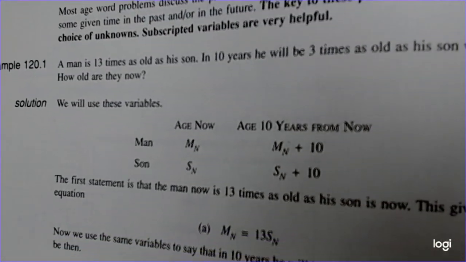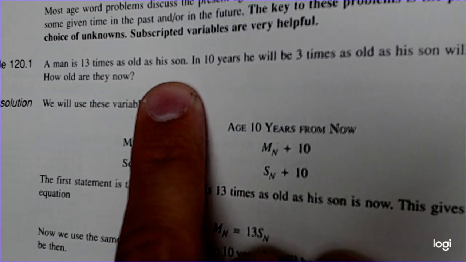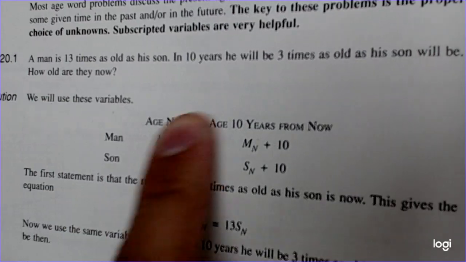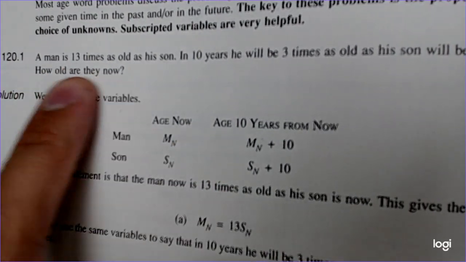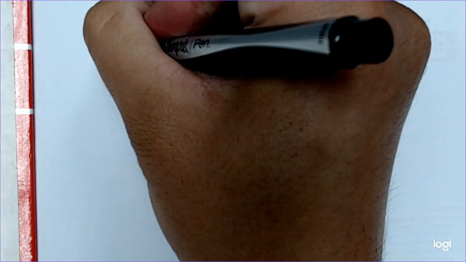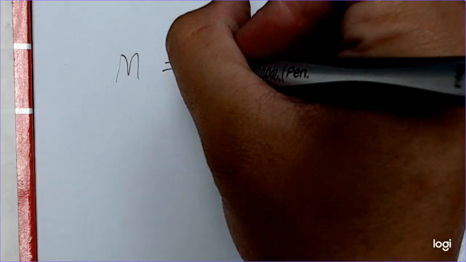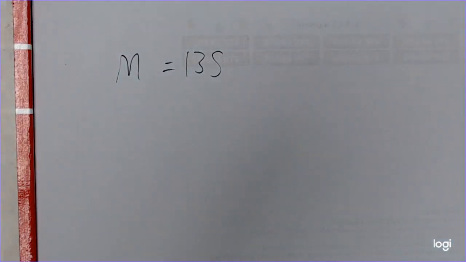So let's go with the first example. They tell me a man is 13 times as old as his son. In 10 years, he will be 3 times as old as his son will be. How old are they now? All right, so this is the present. The man is 13 times as old as his son. Let's go ahead and write that as an equation. I've got the age of the man. That's equal to the age of the son, but that's not true because the son is younger. I'm going to put a 13 times right there. Great. I've got my first equation written in terms of the present.